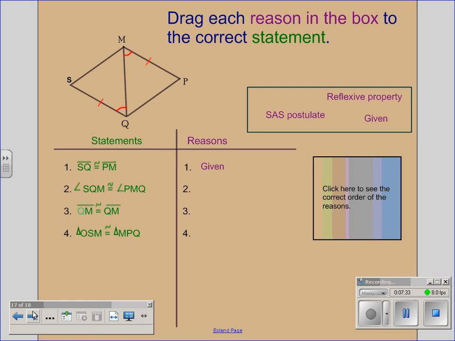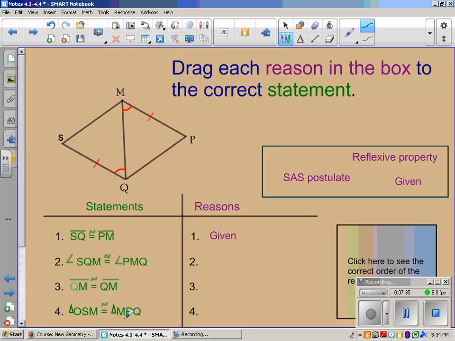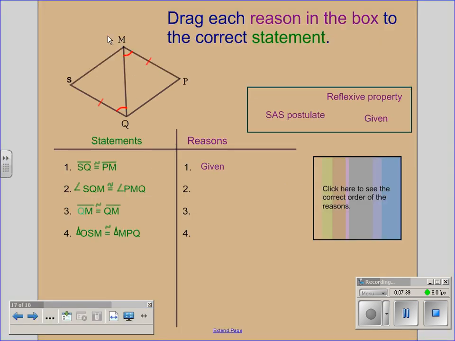Here's another example. So for this example, I'm going to have to change to my arrow key here. Here we've got some stuff given. And if something's given in the picture, it's given. So if you see it in the diagram, it's a given piece of information. So SQ is congruent to PM. See how that's nicely marked already? And then these two are equal. So angle SQM is congruent to PMQ. That's given. Because again, it's in the drawing.